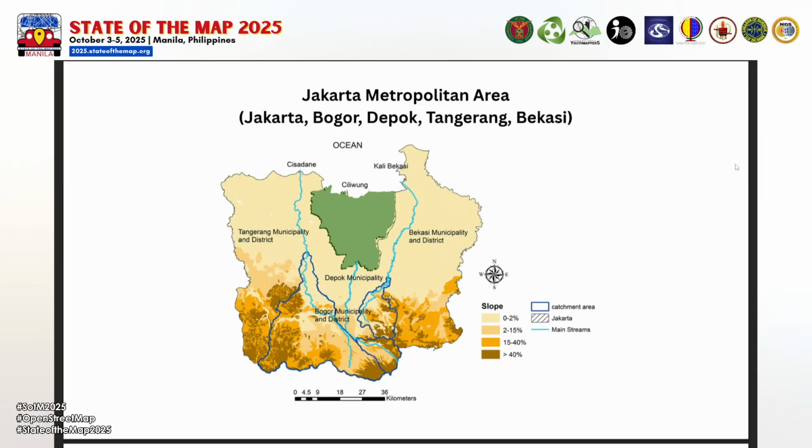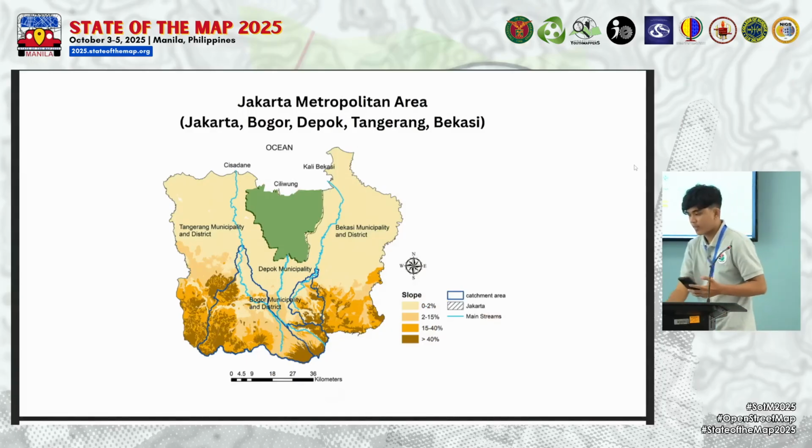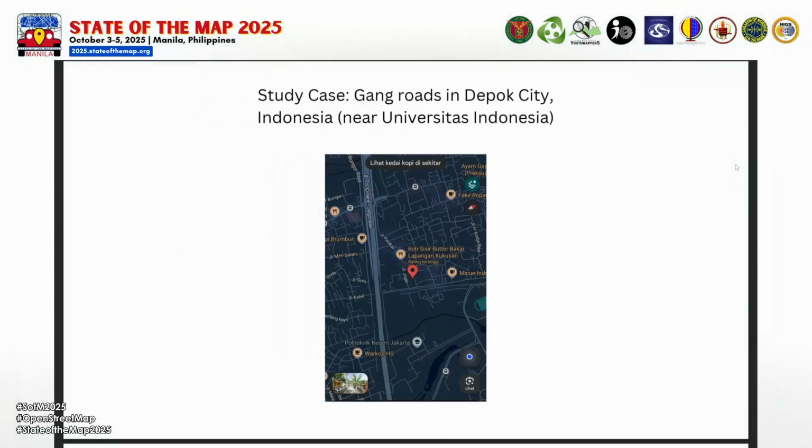So you see the Jakarta area is a very huge city area. Maybe it is called a megapolitan because it consists of around 3 million population in total, this whole area. I will talk specifically about this area in Depok, exactly bordering South Jakarta. Here you can see the red dots. The study case here is the gang or alley roads in Depok City near Universitas Indonesia.